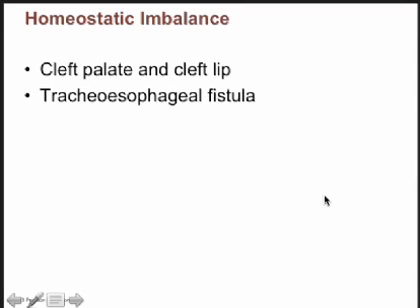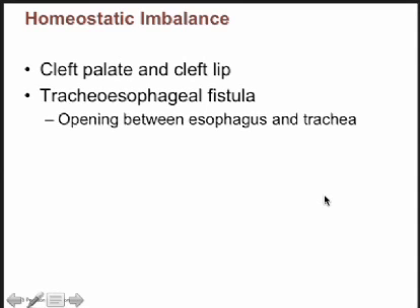A tracheoesophageal fistula is basically an opening between the esophagus and the trachea where the two are actually joined. And again, this is incompatible with the ability to feed, so this has to be surgically corrected as well. Fistulas can occur in a lot of different places. You can have fistulas anywhere along the alimentary tract, and they can fuse with any other organ. These are basically opportunistic openings between two organs that shouldn't normally exist, and they have to be closed off.